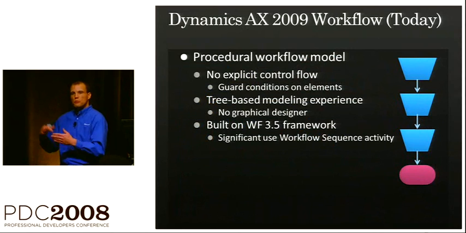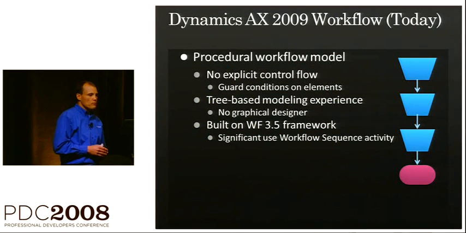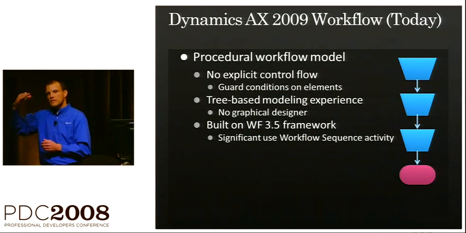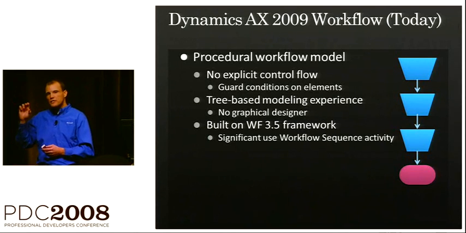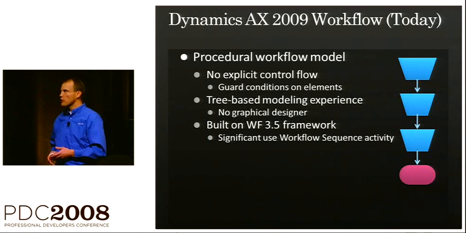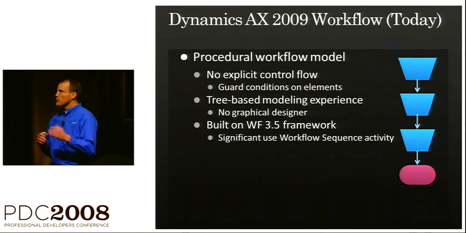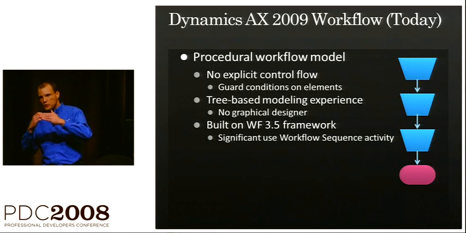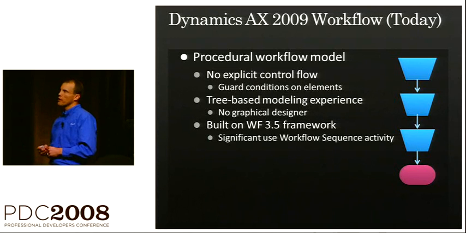So now let's jump into the implementation of workflow in the current product that we have shipping today. Today, we actually surface a more procedural workflow model where you can sequence these elements basically in a pipeline. You can define declarative guard conditions on these elements, so that you can basically skip them if the condition is met. We have a tree-based modeling experience. There's no graphical designer, so it's basically a tree control that has nodes in it, and then you add new nodes and you sequence the elements basically in a pipeline.